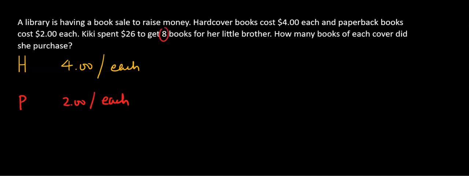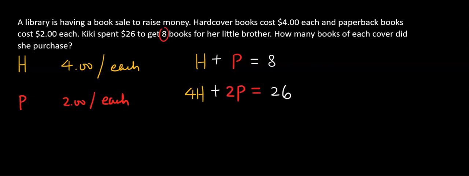Therefore, if we add the hardcover, we don't know how many yet, but we will find out soon, and the paperback, we put them together, we will have 8 books. Now, that's the quantity. Let's talk about how much money we spent. We spent $26. How much is a hardcover book? That's 4, therefore 4H. How about a paperback? That's 2, therefore we have 2P equals 26. Now you have it. You have a system of linear equations.